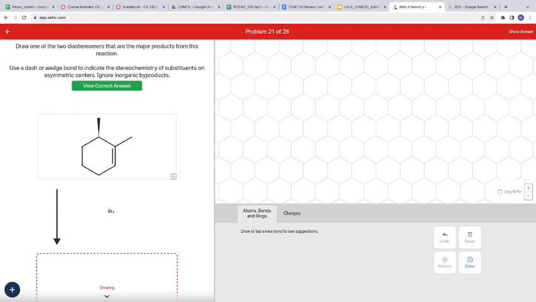One of the two diastereomers that are major products from this reaction. I will say in selecting questions, they had a bunch that were draw all the products, and I really tried to remove those, so I apologize if those snuck through, because I don't want you drawing two of these structures. It's just not necessary. From this reaction, draw a dash or wedge to indicate the stereochemistry of the substituents on asymmetric centers. Ignore organic byproducts.